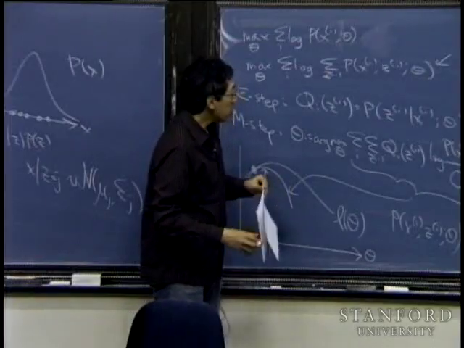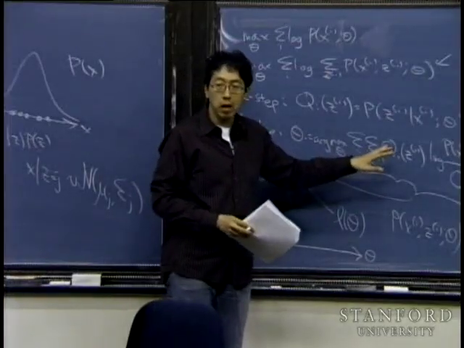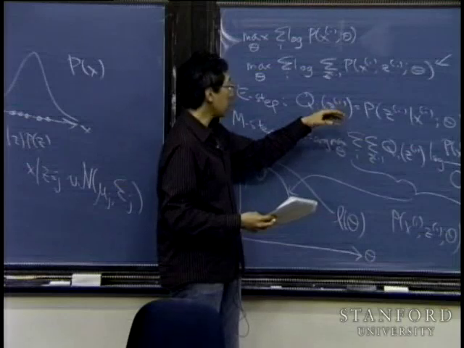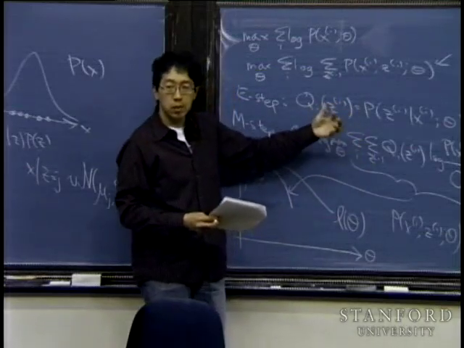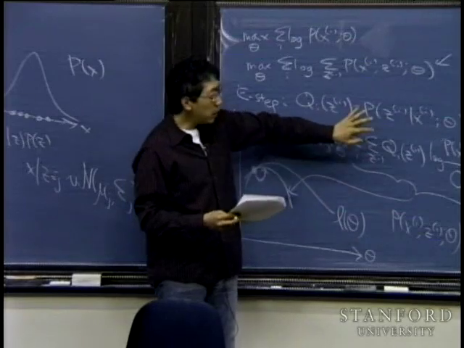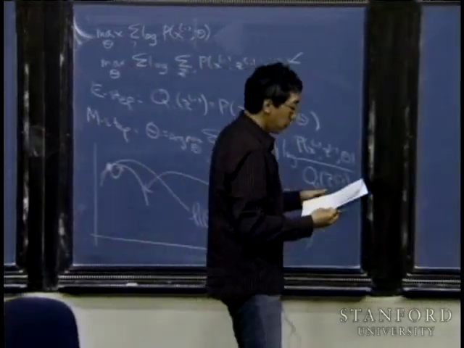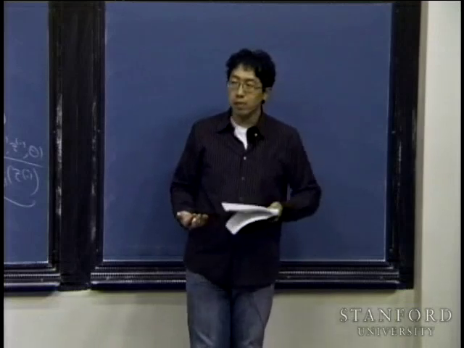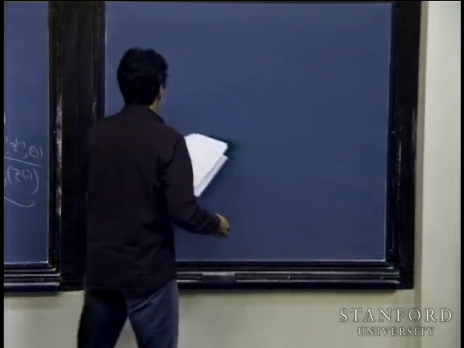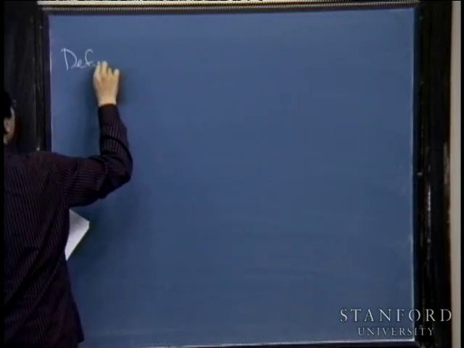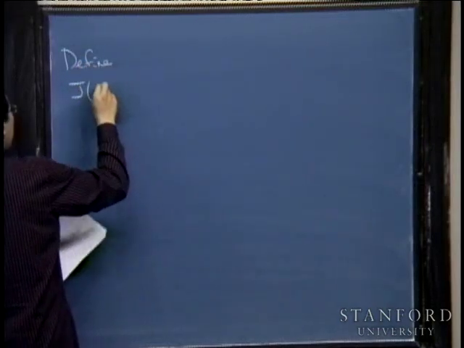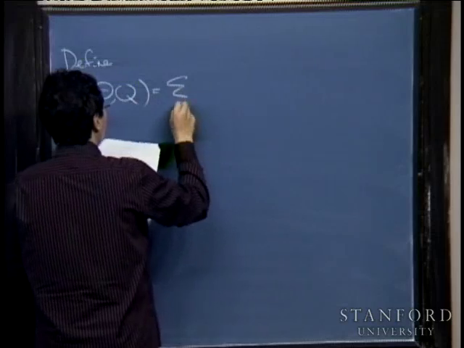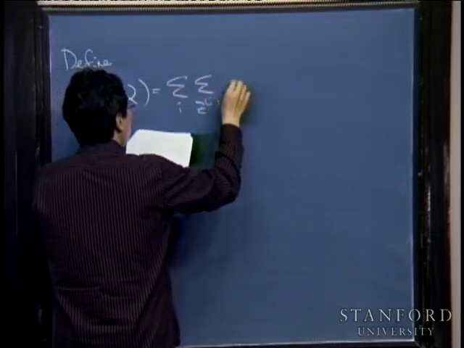So what I want to do in a second is take this view of the EM algorithm and apply it to the mixture of Gaussians model. I'm going to take these E steps and M steps and work them out for the mixture of Gaussians model. But before I do that, I want to say one more thing about this broader view of the EM algorithm. There's one other way of thinking about it. I can define an optimization objective, J of theta comma Q. I'll define it to be this.